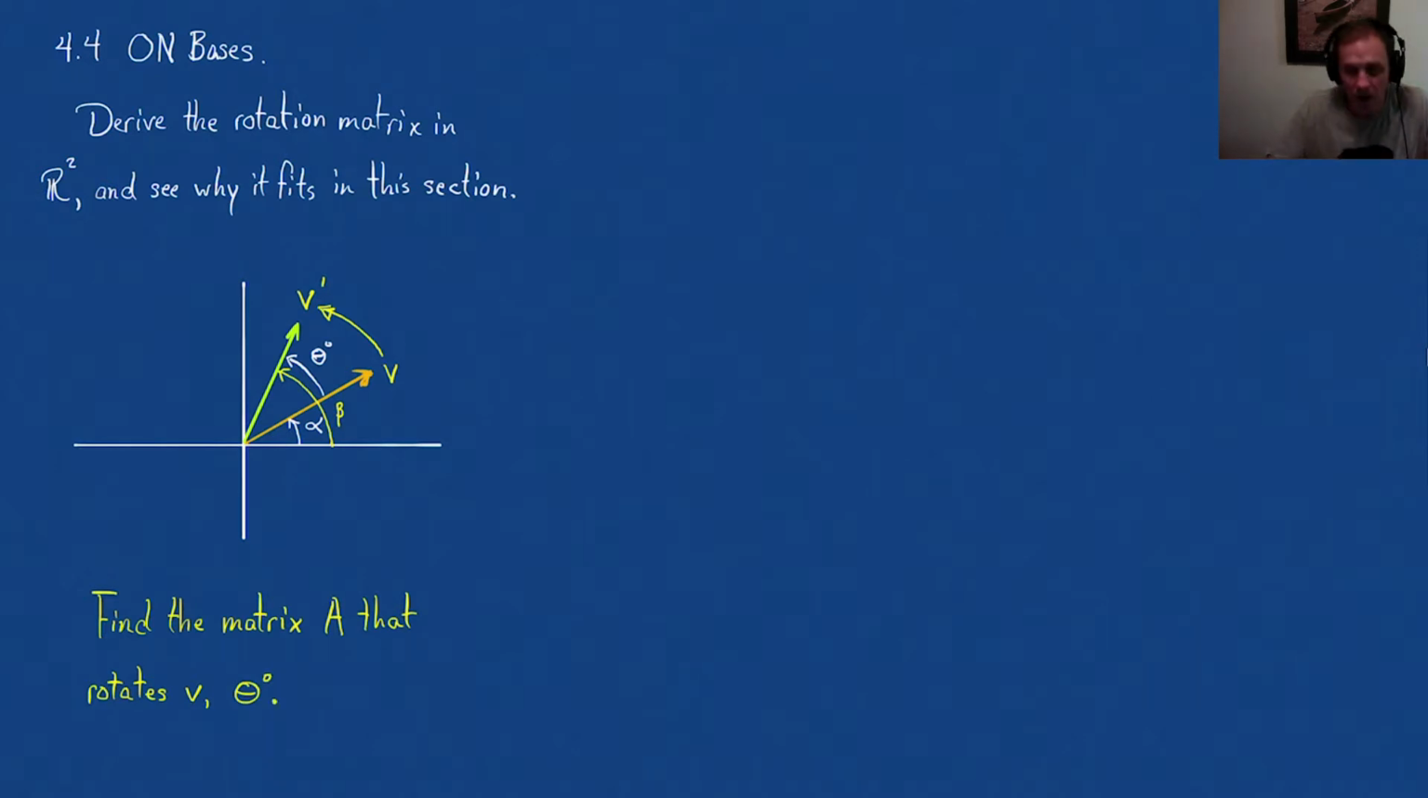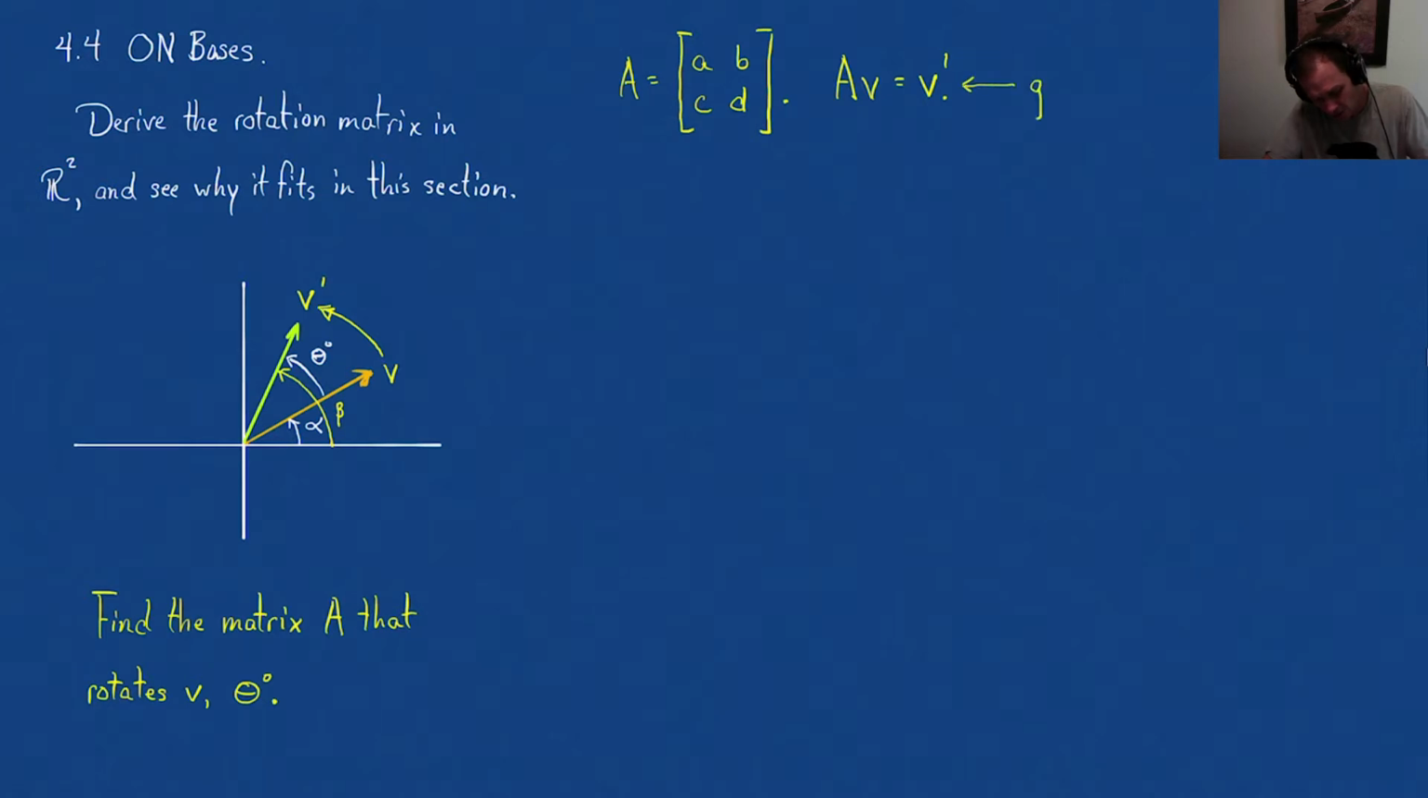Well, we're in R2, and so we know that A has a general form. Let's just write the most general form. We know that A is going to be just some a, b, c, d. I'd sure like to do more, but I don't know how to do that yet. And here's what we know. We also know that if I take A and multiply it by v, I want to get to the vector v prime. Okay, so this is our goal, our underlying idea.